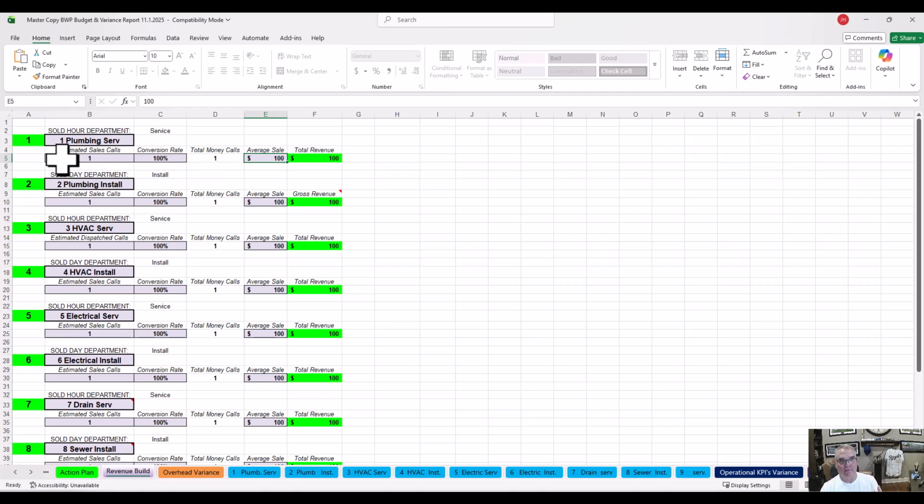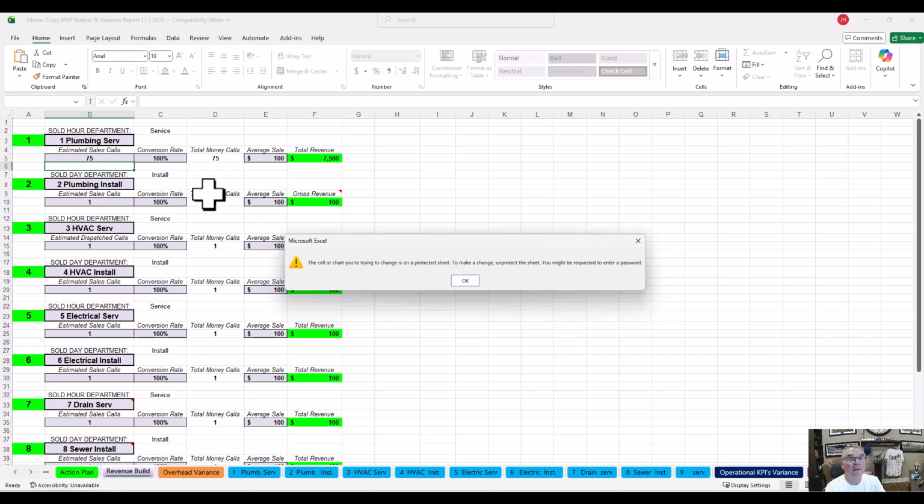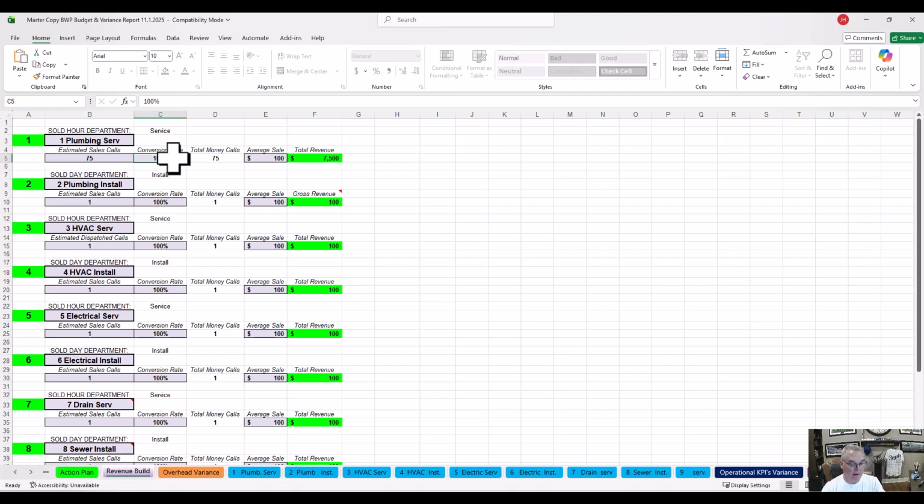So basically, I just tested this out with one, but let's just say you've got 5 techs and they're going to run 3 calls a day. That's 15 calls times 5, that's 75 calls. So we're going to have an estimated number of calls of 75. And then what is our conversion rate going to be on that? Let's just say it's 66%. Oops, hit the wrong tab. Yeah, so right here, 66.6%, I guess. And that means I've got 50 calls out of the 75 we're expected to get money calls.